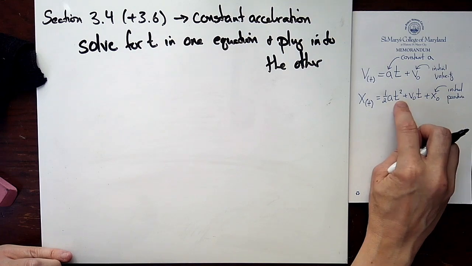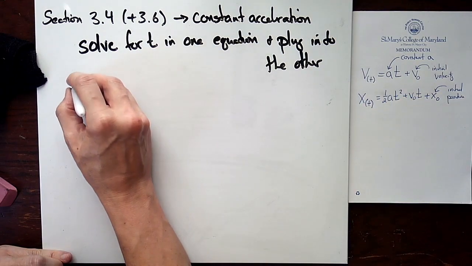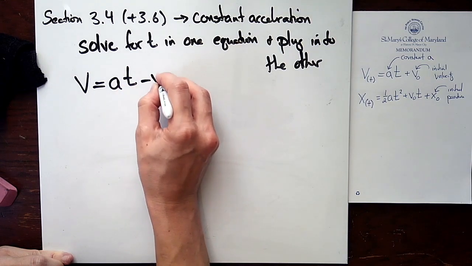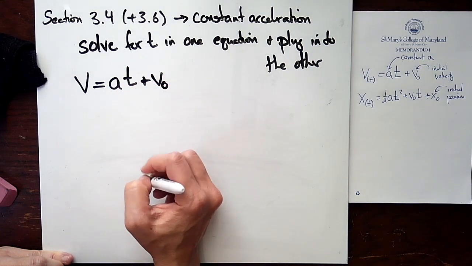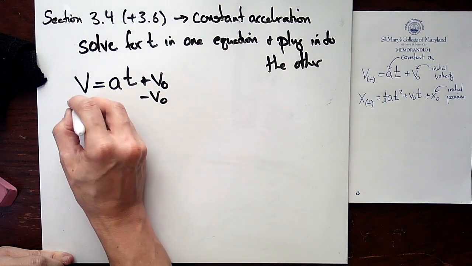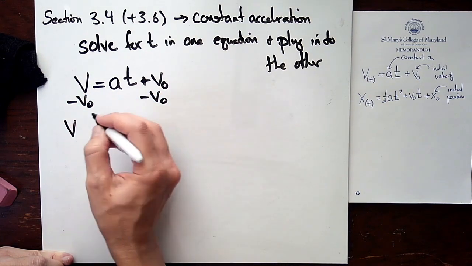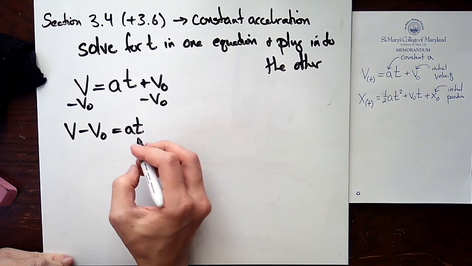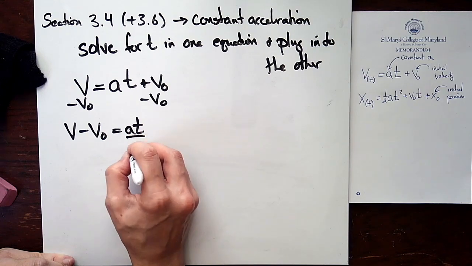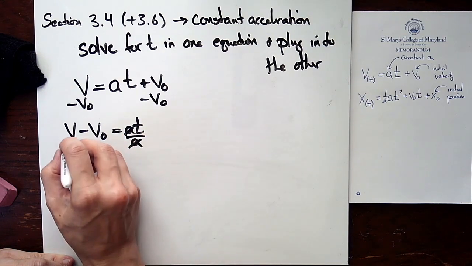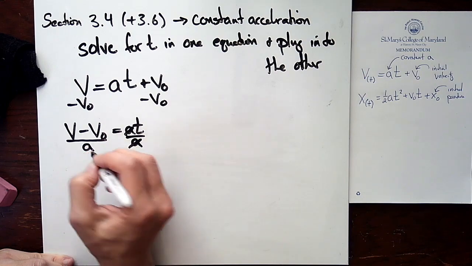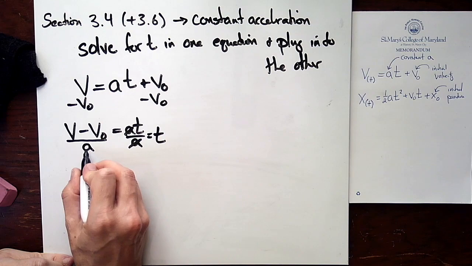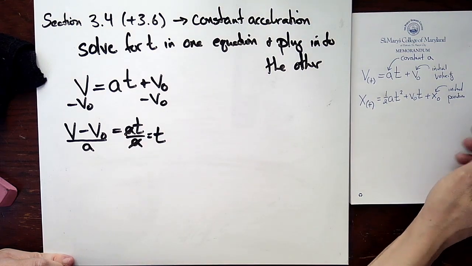This one has time in two places and one of them squared. So we have velocity equals acceleration times time plus the initial velocity. We'll subtract the initial velocity from both sides, get v minus v naught equals at, and then we're multiplying by acceleration, so we'll want to divide, so those two will cancel, but of course we must divide both sides by acceleration. And here we have an expression for time, and now we can plug that into our other equation right here.